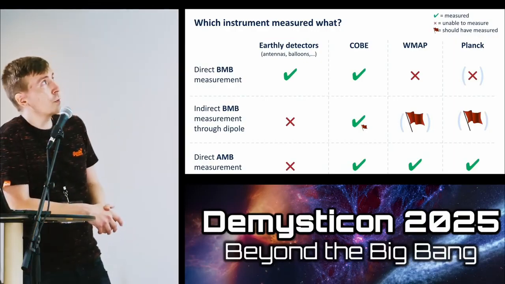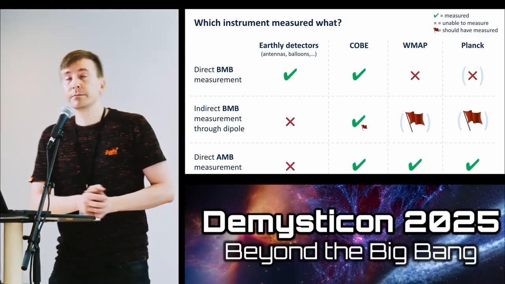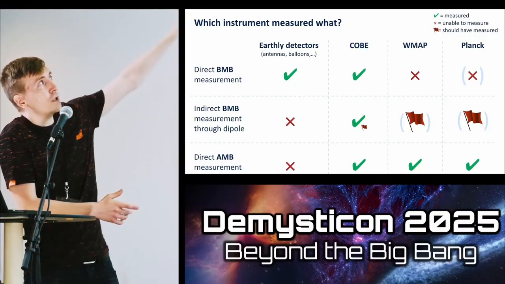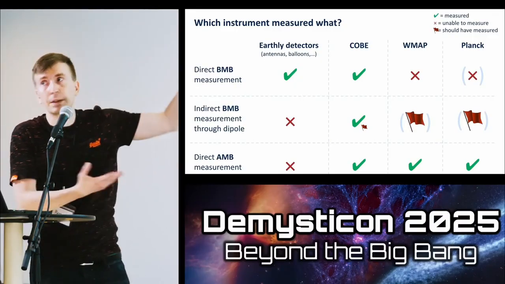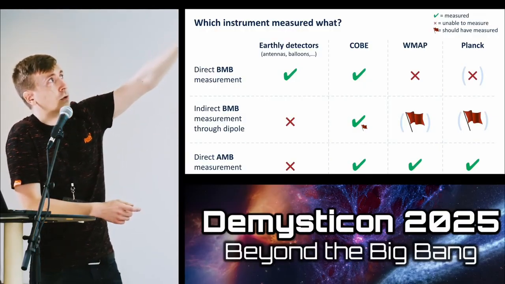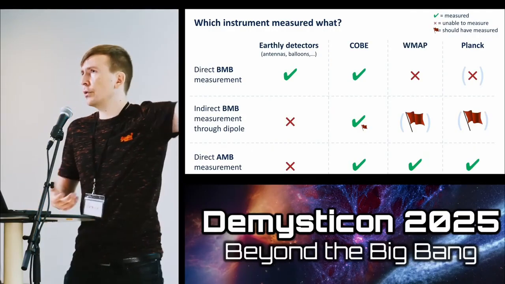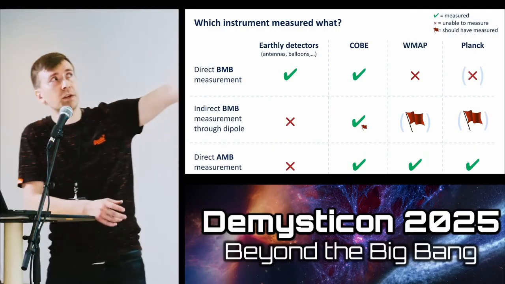And so here you see a summary of what these instruments were measuring. Nothing special about the first row there. This is exactly what Pierre-Marie Robitaille said in the previous slide. Earthly detectors and COBE can measure the BNB, WMAP and Planck, they cannot. They were not even designed to do it, so nothing really special about it.